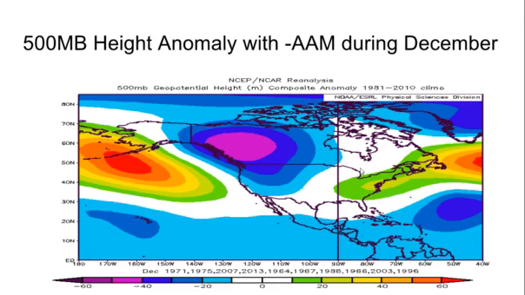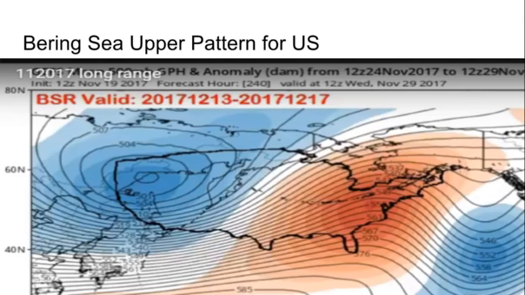So people in the white here in the middle central United States, this could be a pretty active storm track for you, basically from the 5th onward in December. And this is the Bering Sea pattern for the United States. As you can see, it's the same exact thing here. And this is valid from December 10th to the 17th.